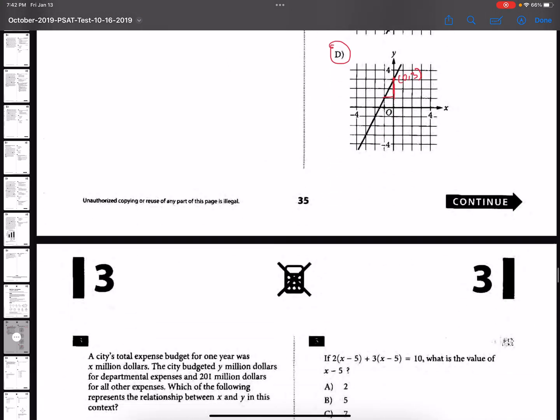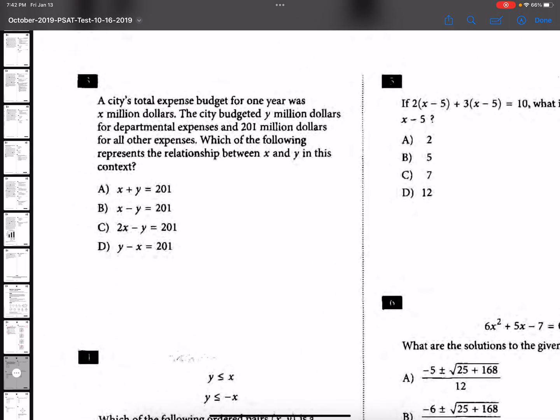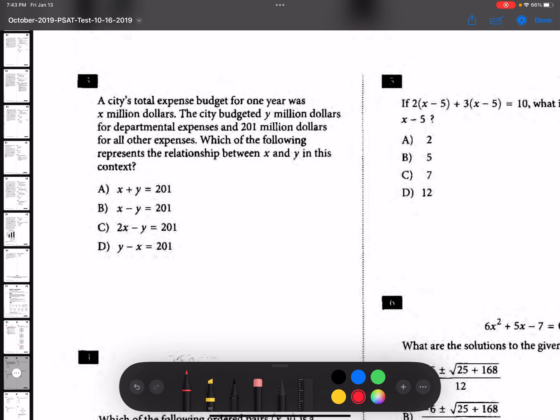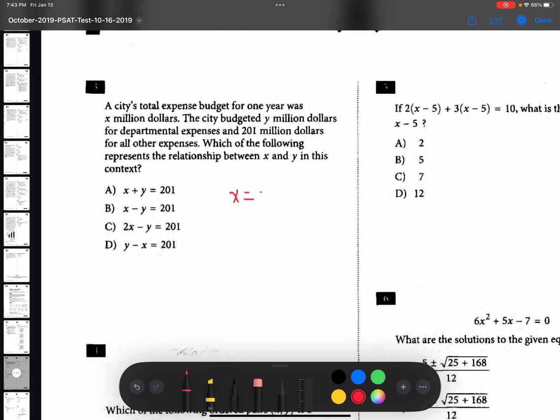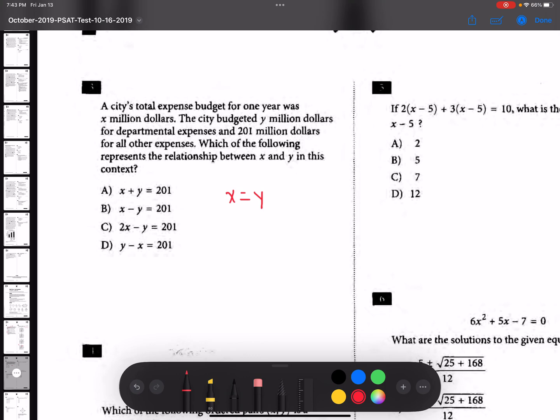Okay, number 3. A city's total expense budget for 1 year was X million dollars. The city budgeted Y million dollars for departmental expenses and 201 million for all of their expenses, so plus 201. We're not going to put the whole number, and so we're trying to put this in X and Y. So that means that X minus Y is equal to 201. So that means B is our answer.